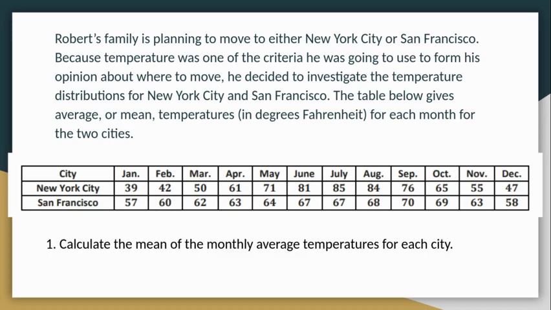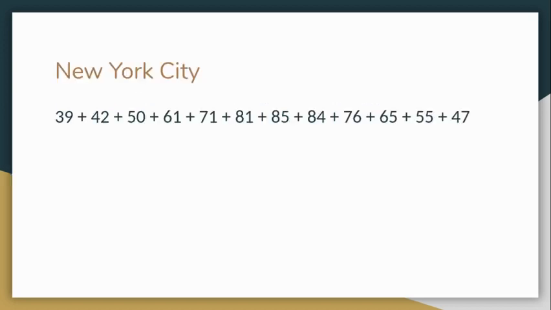Get a sheet of paper and pencil ready. We're going to walk through part 1 of your independent practice work. Pause the video here as you collect your supplies. The first problem instructs us to calculate the mean of the monthly average temperatures for each city. Let's do this first with New York's data.